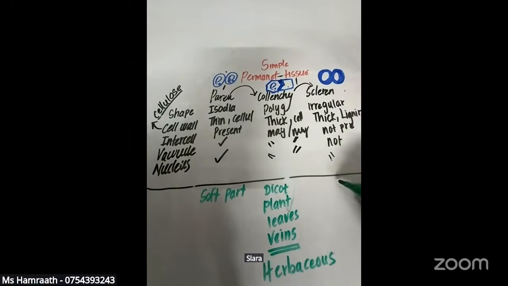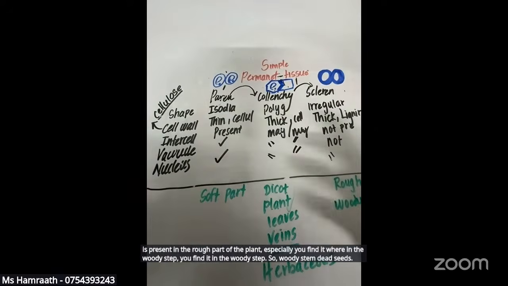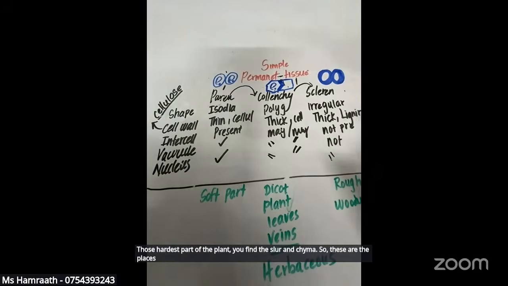Sclerenchyma is present in the rough part of the plant. Especially you find it where? In the woody stem. So woody stem, date seeds. If you take the seeds, mango seed, date seed, coconut shells, those hardest parts of the plant, you find the sclerenchyma. So these are the places you find sclerenchyma.